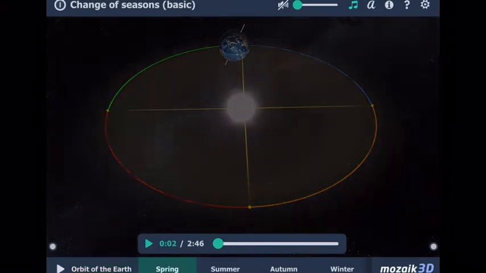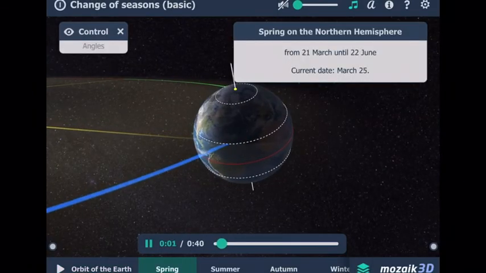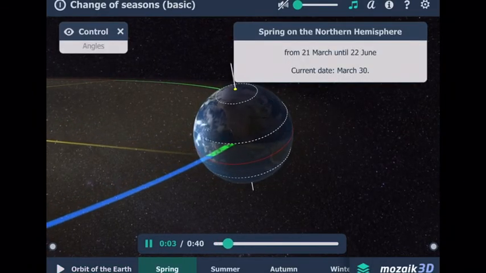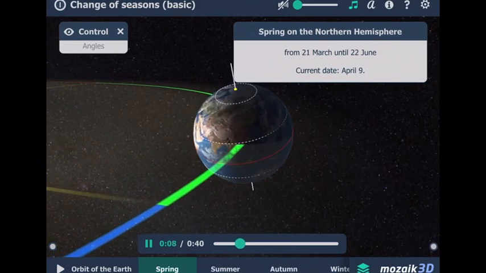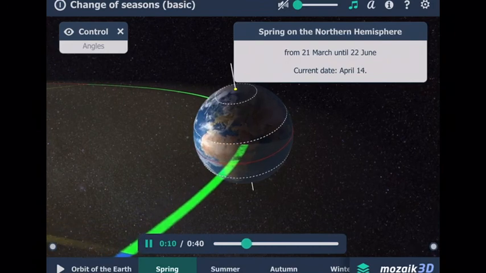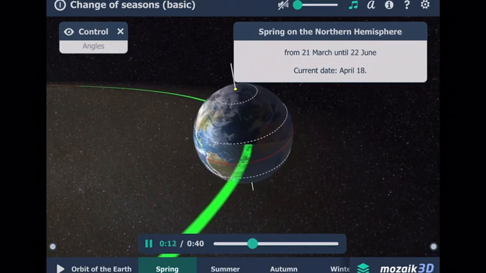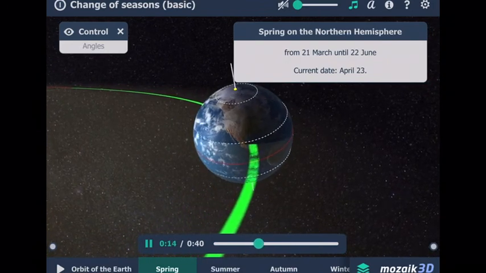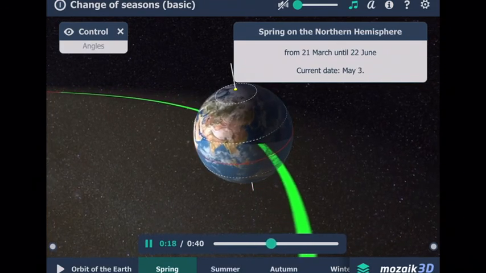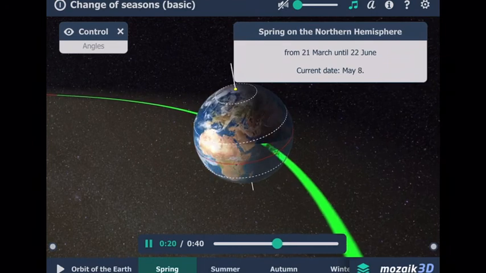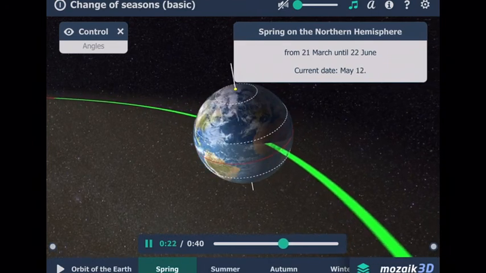I will show you the spring season. You see, spring, what happens? The northern hemisphere is slowly tilting towards the sun, southern hemisphere is slowly moving away from the sun, and northern hemisphere is coming towards the sun. So there is a change from winter to summer.